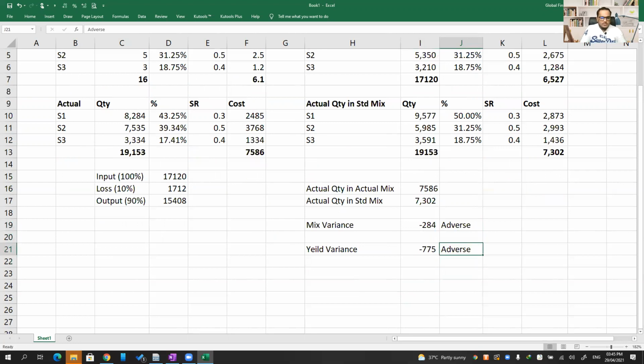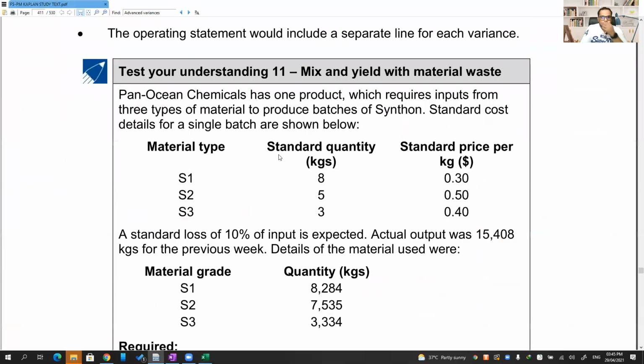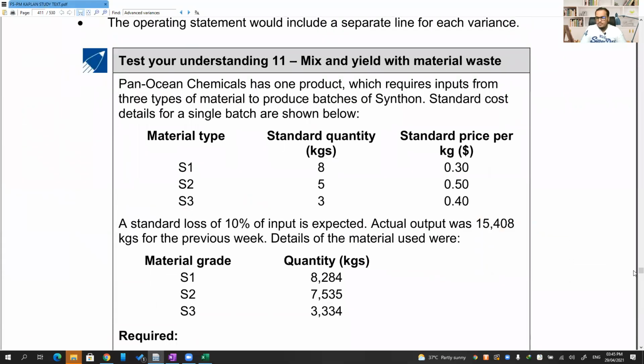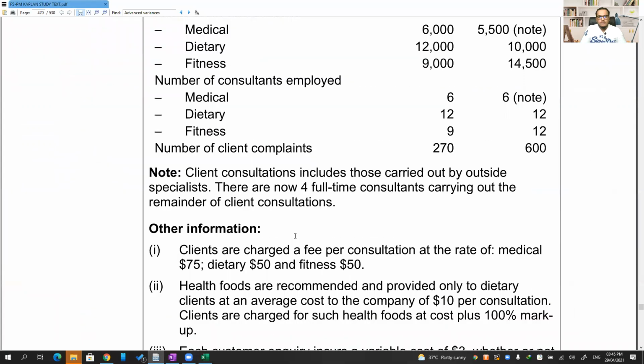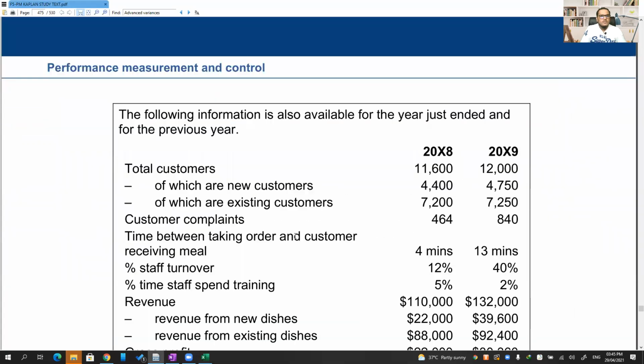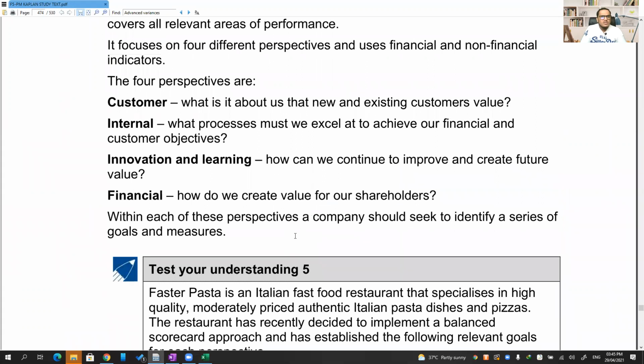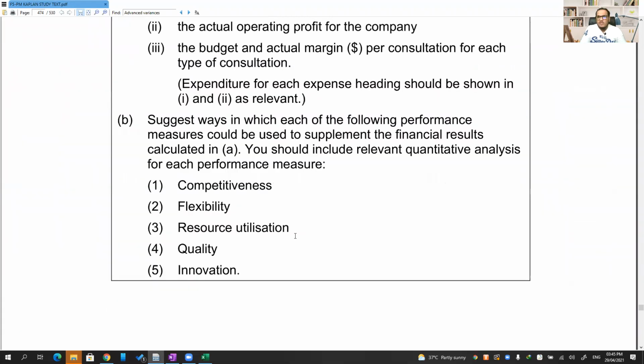Let me check the answer once. Test your understanding 11. What are these all now? Why is balance? Oh, I went to the next chapter.